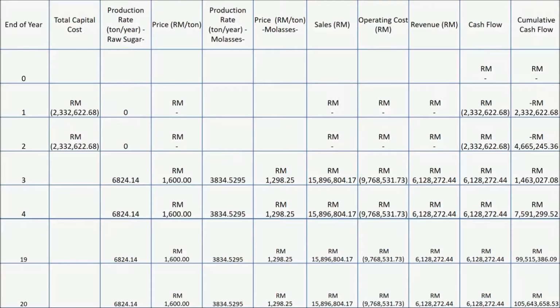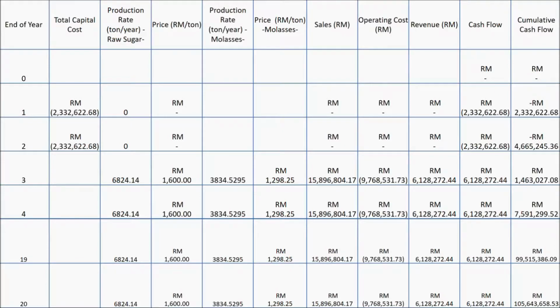Next, we will talk about the cash flow. Firstly, I would like to talk about the price of the sugar, which is RM 1,600 per ton, and we also sell the molasses, which is RM 1,298.20 per ton.